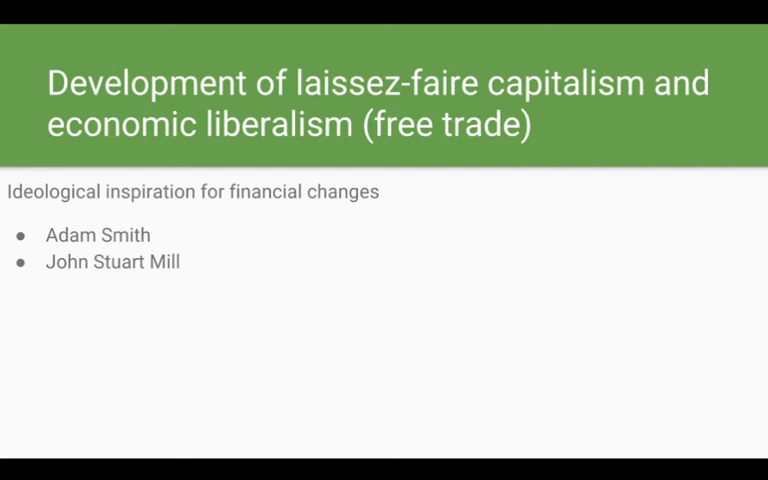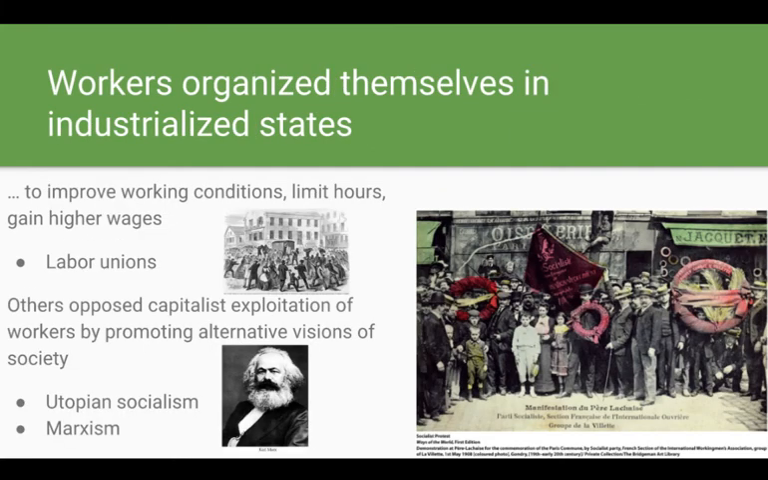In response to some of the problems that industrialization created, workers did organize themselves. In places like the United States and Britain, labor unions were a key component of that. In other places, especially, of course, Russia, socialism and Marxism are key factors.